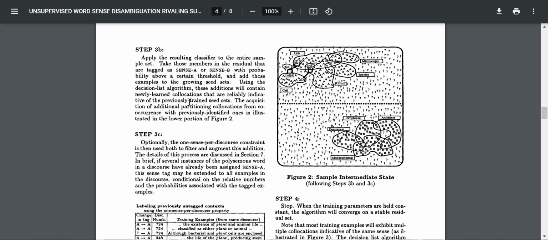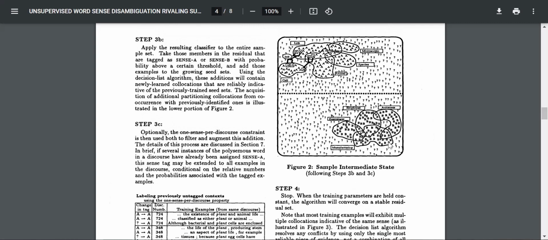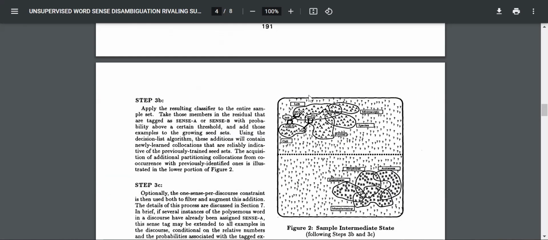That can reliably indicate the previously trained seed sets. The acquisition of additional partitioning collocations from the co-occurrence with previously identified ones is illustrated in the lower portion of figure 2. So you can have a look at how it has been extended.